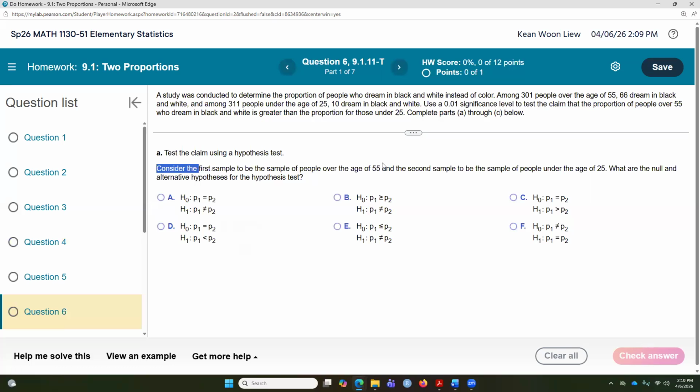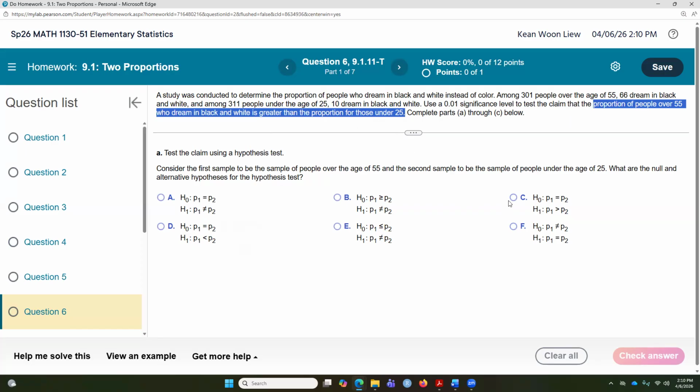They will tell you that the first sample is over 55 and the second sample is under 25. When you do your online homework, they tell you which is the first sample and which is the second sample. But on your test, I won't tell you which one is which. Usually you can find that by looking at your claim statement, where the over 55 comes first and the under 25 comes next. So the over 55 is your first group and the under 25 is the second group. Because the question is asking is greater than, that means P1 is greater than P2.